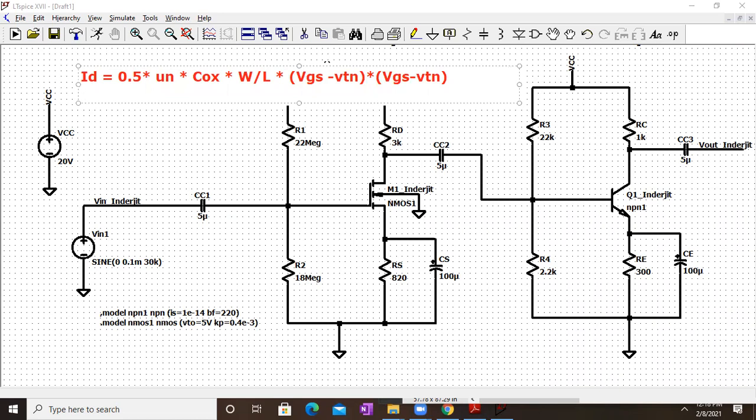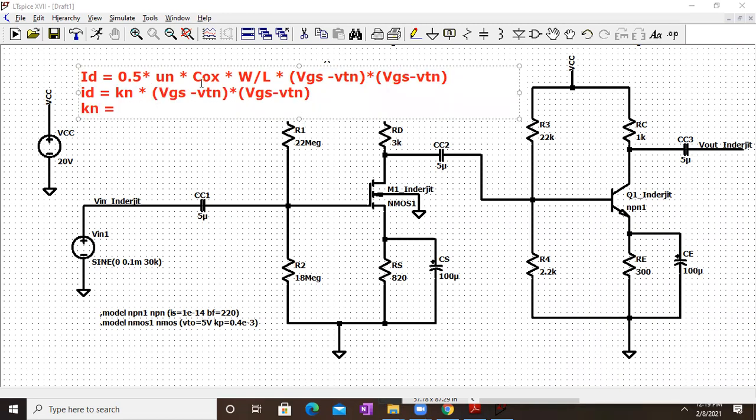So this formula can be written as ID is equal to, here this is 0.5. Here this is normally written as Kn times this term, VGS minus VTN the whole square. So the same term will come over here. Here Kn can be written as this. Kn is written as 0.5 mu n Cox W by L. Here Kn can also be written as Kn dash. I'll write Kn dash into W by L.